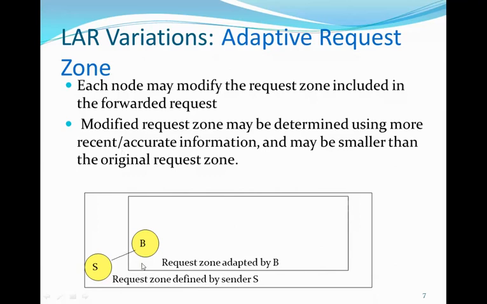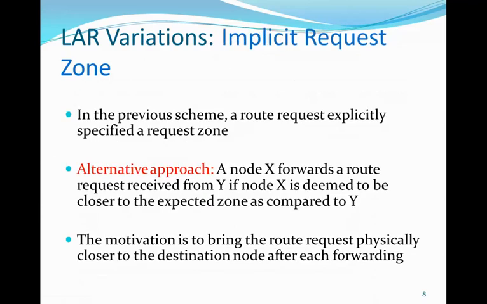Here you can see in this example, here is the request zone adapted by B over here, and here is the request zone defined by S. So almost till this region, you can see that this region is not covered inside this zone because it was already defined by sender node S, and now the request zone actually adapted the new zone which is defined by the node B, and now it will forward its packet or messages or the route request within the domain or zone defined by node B.